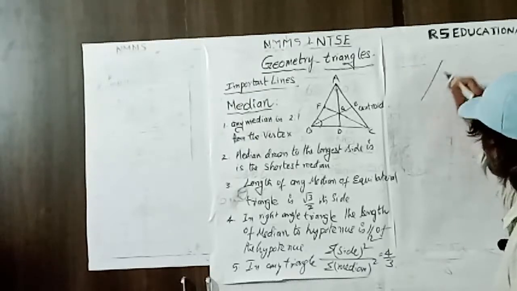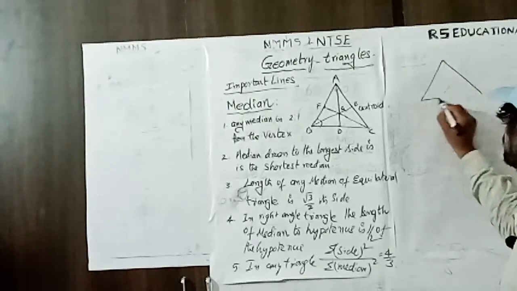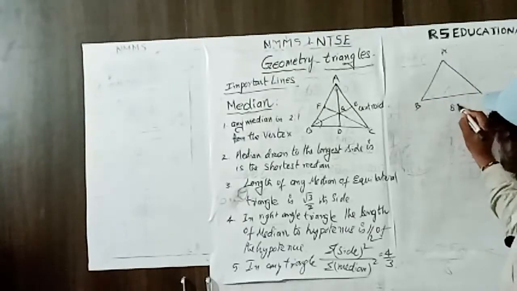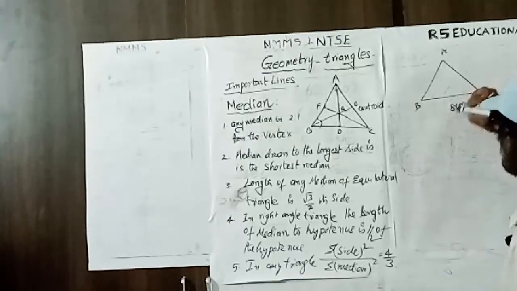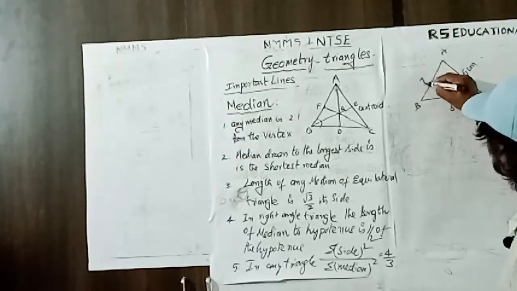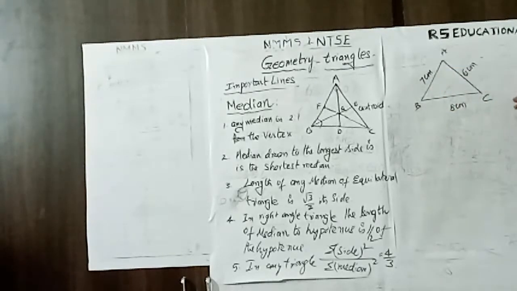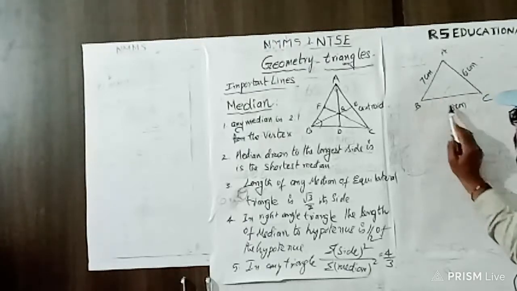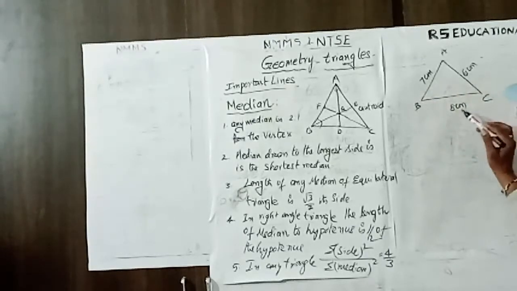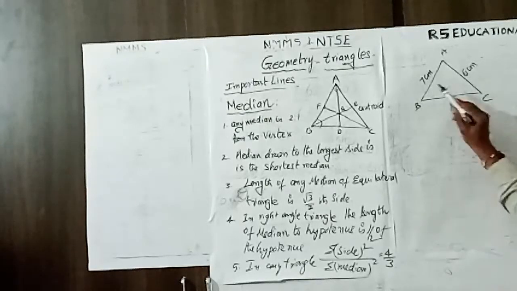Now in a triangle, ABC is a triangle. Suppose BC is 8 centimeters and AC is 6 centimeters, AB is 7 centimeters. The sum of these two, 8 plus 6, is greater than 7, the sum of these two, 8 plus 7, 15, is greater than 6, and the sum of these two, 7 plus 6, 13, is greater than 8. So that's why a triangle is formed by these three measurements.